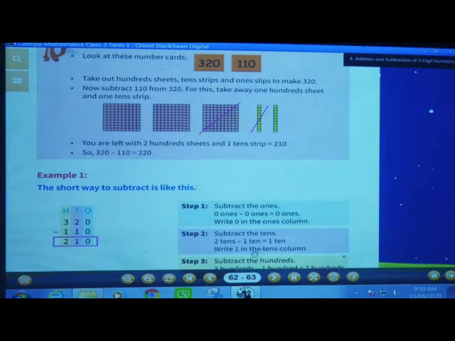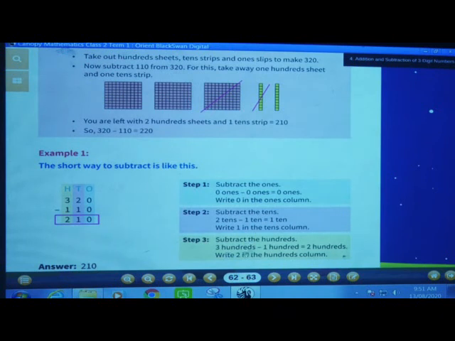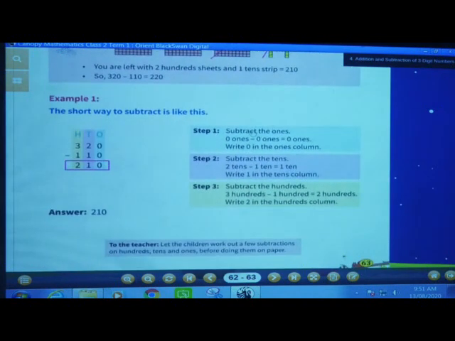So here, just as we have seen, subtract the ones. First we want to subtract ones. 0 ones minus 0 ones is equal to 0 ones. Then write 0 in the ones column. Then step 2, subtract the tens. 2 tens minus 1 ten is 1 ten. Write 1 in the tens column. Then subtract the hundreds. 300 minus 100 is equal to 200. So write 2 in the hundreds column. In this way we are going to see.